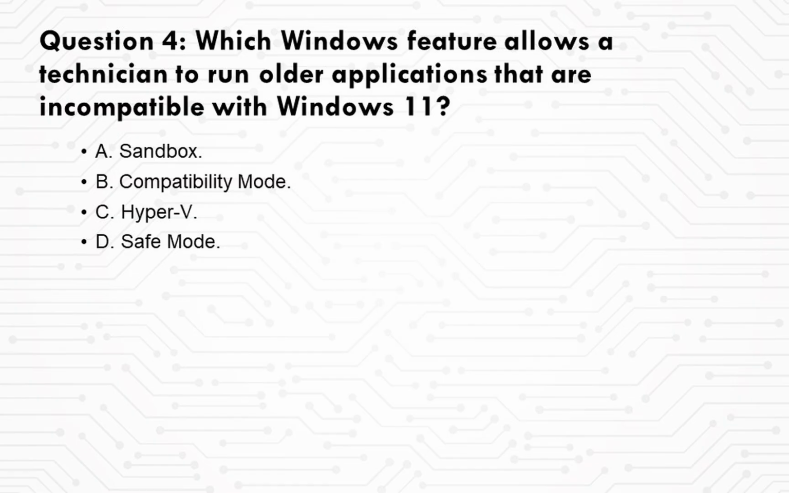Question 4. Which Windows feature allows a technician to run older applications that are incompatible with Windows 11? A. Sandbox. B. Compatibility mode. C. Hyper-V. D. Safe mode. Answer: B. Compatibility mode allows older apps to run using previous Windows settings.